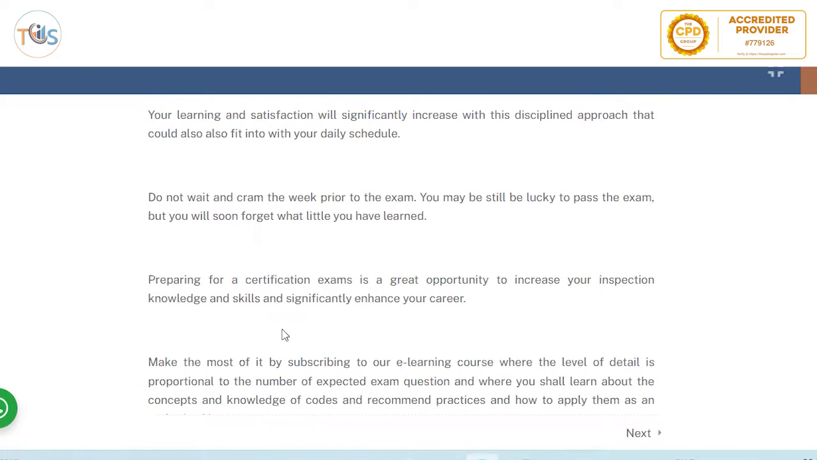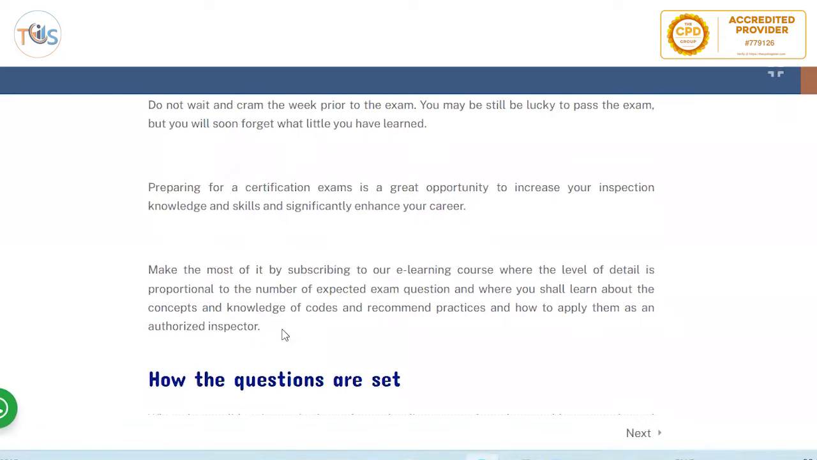So we don't recommend that you just wait till the week before the exam, attend the classroom training and pass the exam, because there's a lot of information you're going to process in a short period of time, and even if you pass the exam, you'll forget most of it. The faster you learn, the faster you forget normally. So let it soak and take a steady and slow approach.